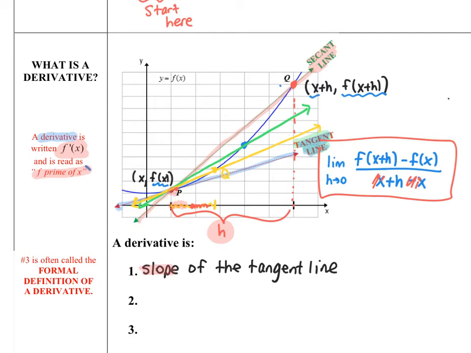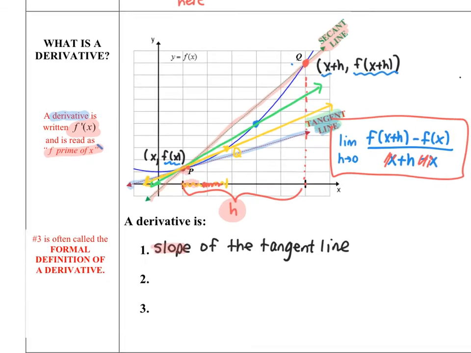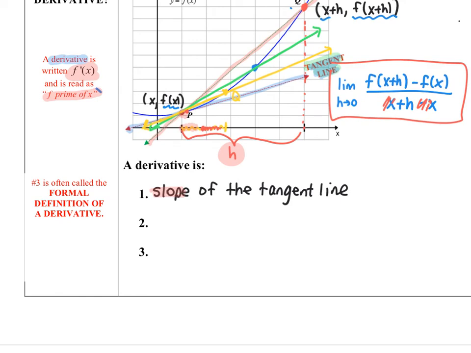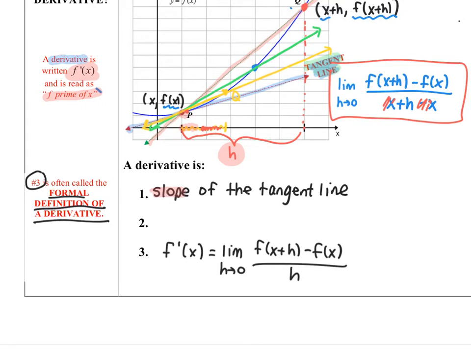a derivative. And I'm going to go ahead and write that in our third interpretation of a derivative, just to be consistent with what I have here on this side. It's called the formal definition of a derivative, that formula that we just derived. And there it is, and we're going to be using this extensively on our examples on the back.